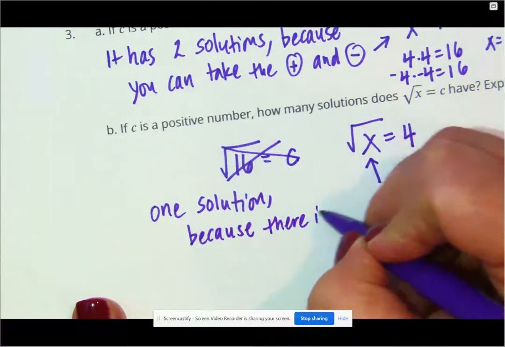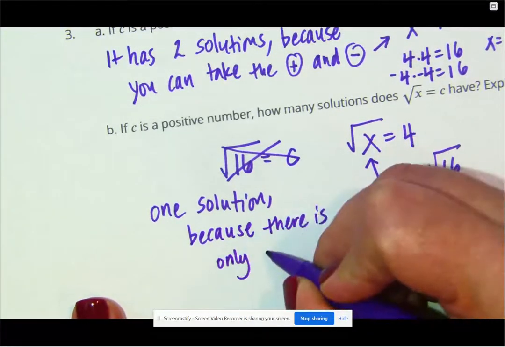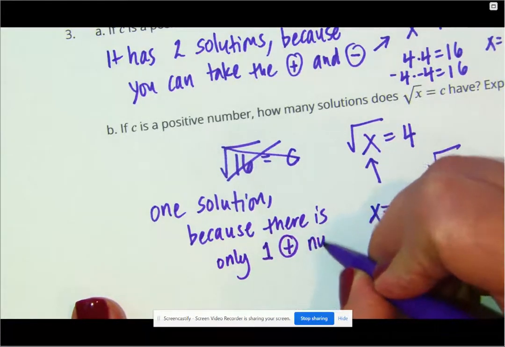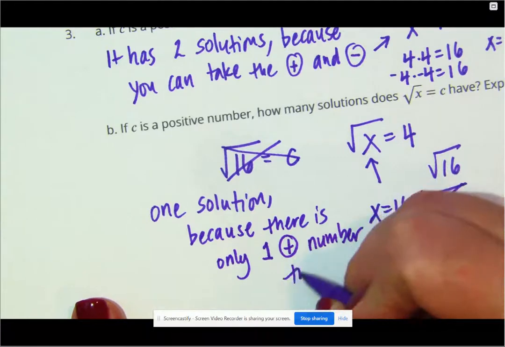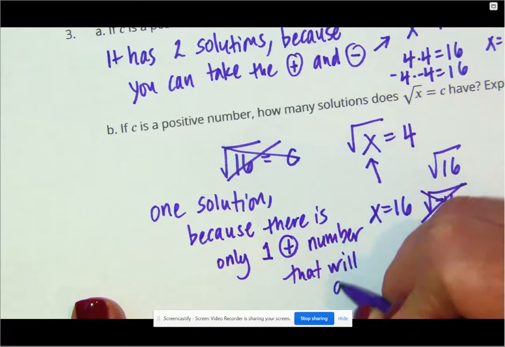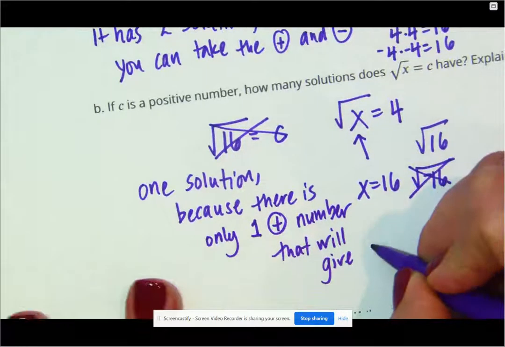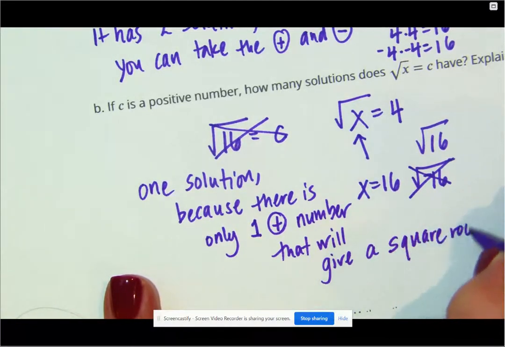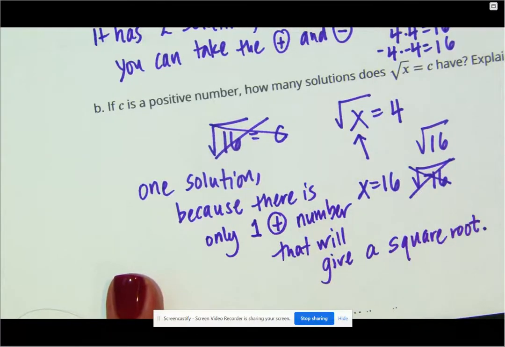Because there is only one positive number that will give a square root. And you might have a better way to word that than I do.